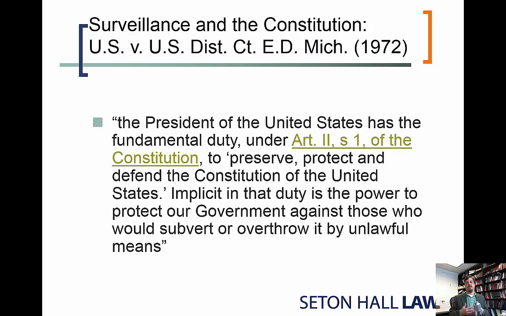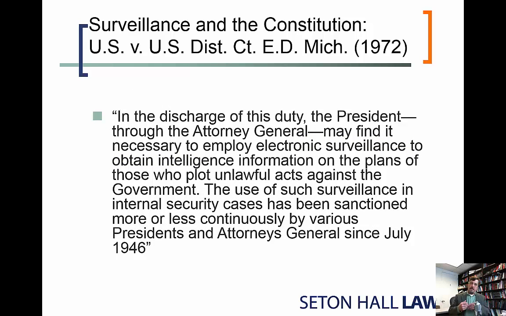It is true that the court recognizes that the president has the fundamental duty to preserve and protect the United States, and that it's really a kind of core question of the executive's function to protect the people against subversion and war. And indeed that it may be necessary for the federal government to use surveillance in order to protect the national security. And in fact, the Supreme Court says there's nothing astonishing about this. We're not surprised that the government uses surveillance in the exercise of this power.